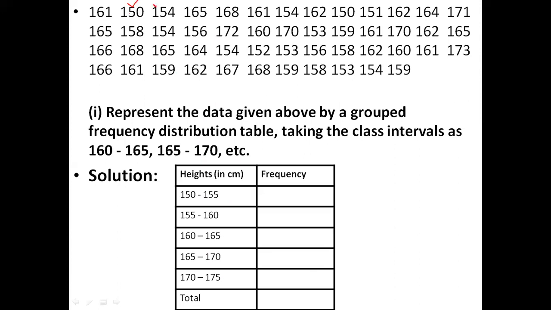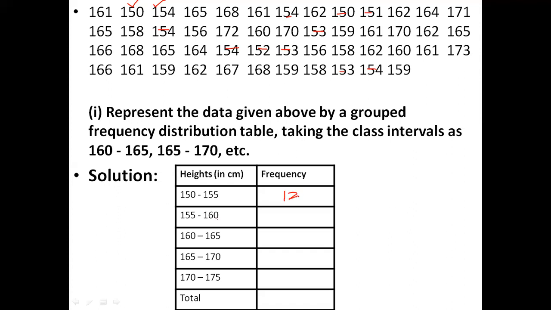So 1, 2, 3, 4, 5, 6, 7, 8, 9, 10, 11, and 12. So the frequency is 12.